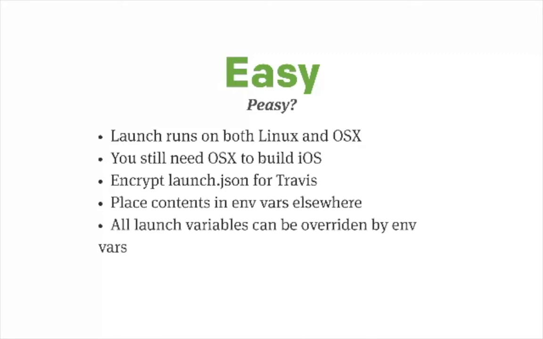Another thing to note is all of our launch variables can easily be overridden by environment variables. So this is important, especially with the Android SDK, because on your system it may be in a different place than on the CI, or it might be a Linux environment on the CI, and so it gets installed in a different place. So that's pretty easy to do, either by using the Travis environment variables or by just exporting it in your travis.yaml file.